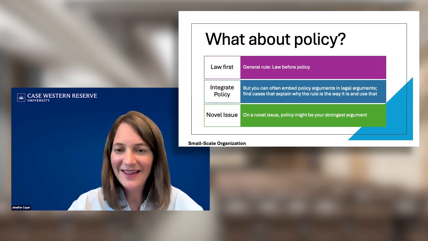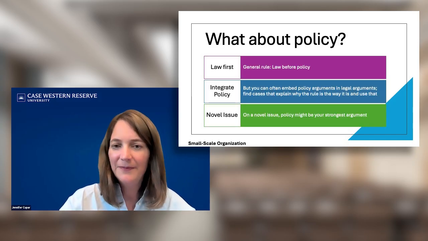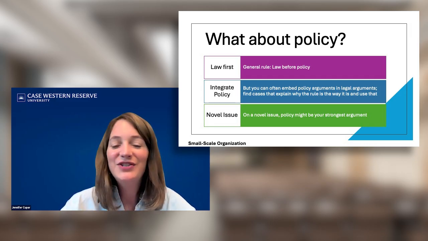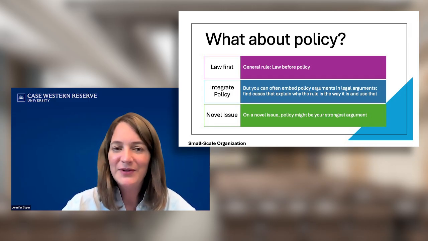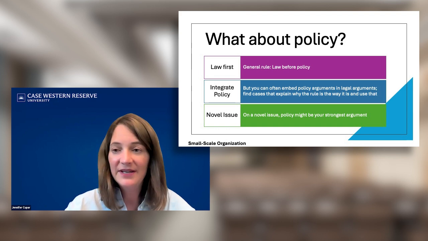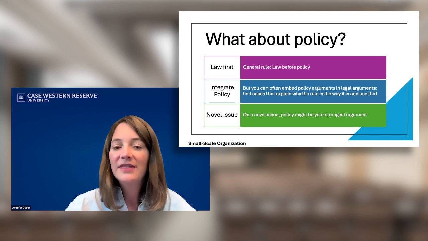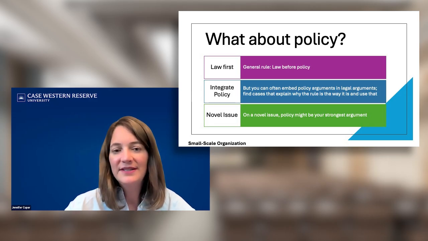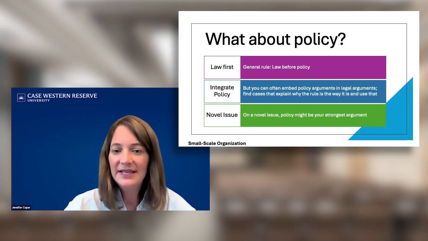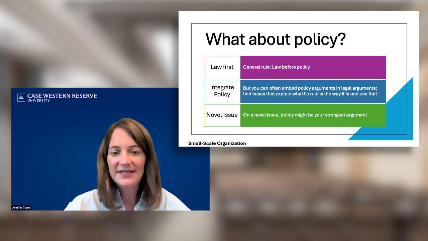All right, what do you do with policy? In an appellate brief, policy is often very important. And the general rule, though, is that law goes before policy. If there are rules and cases and legal principles that have been established and that apply to your issue, the judge wants to know what those are before you get into policy-based reasons to support your client's position. However, you often can integrate some policy into your legal arguments.